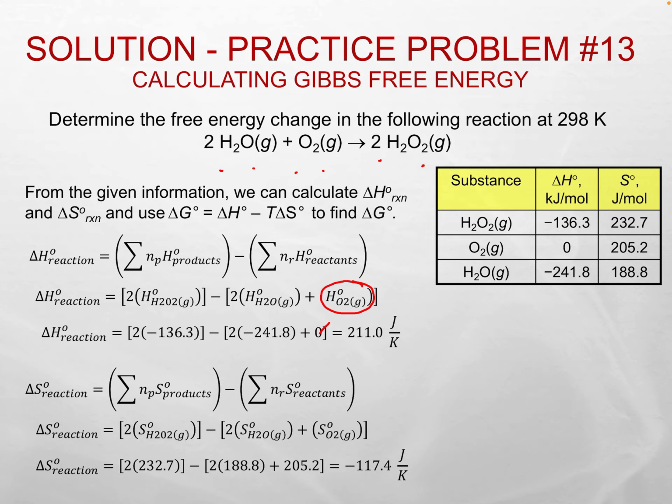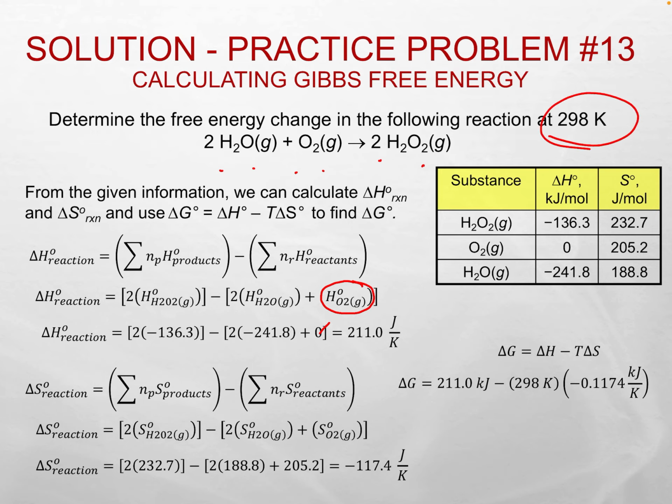So we can calculate delta H and delta S from these tables of data, and then we can use our Gibbs equation and plug those values in to calculate delta G. Okay, it said it was at 298 Kelvin up here. Again, just make sure that you're always converting your change in entropy value into kilojoules so that you can use it in your equation. So there you are.